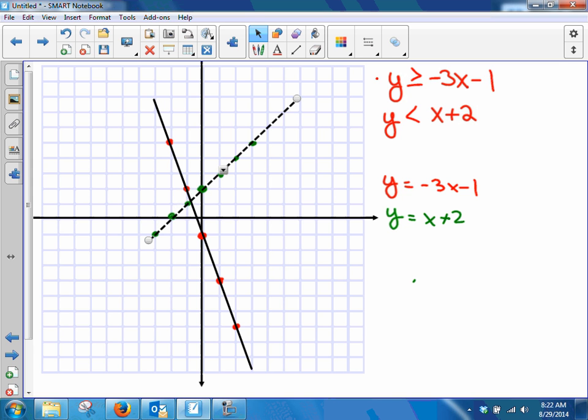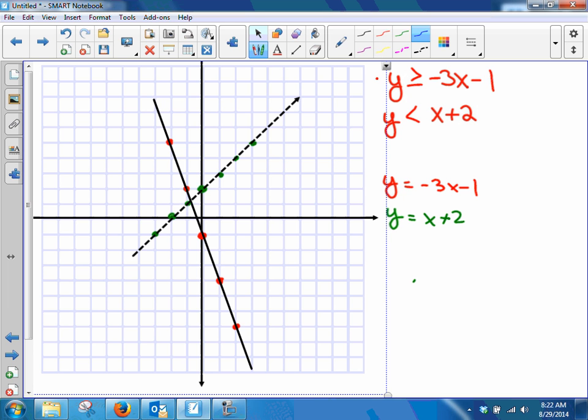All right. Stretch this out a little bit more. Okay. So I still have one intersection point. But I'm not worried about that intersection point anymore. I'm really looking at the shaded region.